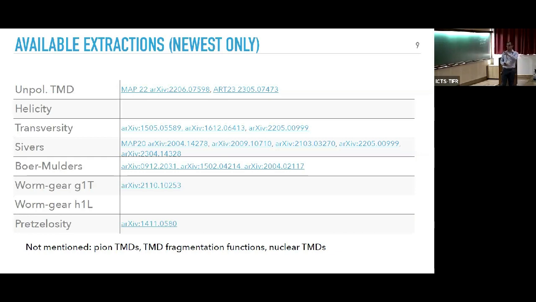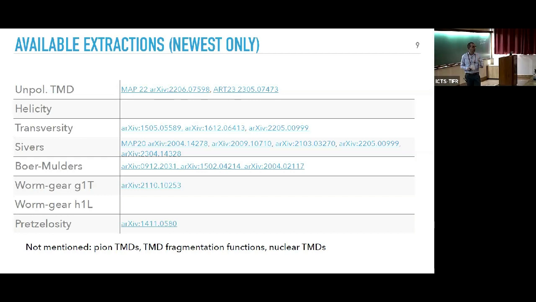These are leading twist TMDs, but of course there are also, sorry, and I did not mention here in this slide, and I will not mention during the talk, some other prominent topics which have to do with TMDs, namely pion TMDs. So I will talk about proton TMDs, but you can do studies also of pion TMDs, and there have been extractions of pion TMDs recently. I won't talk very much about TMD fragmentation functions. I will focus more mainly on TMD parton distribution functions. And I will not mention the topic of nuclear TMDs. All of these topics have been addressed also from the phenomenological point of view in the last years.